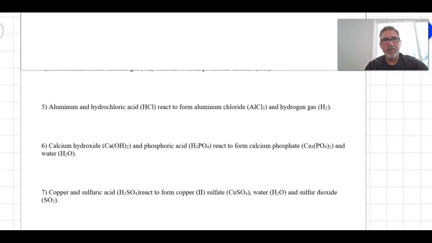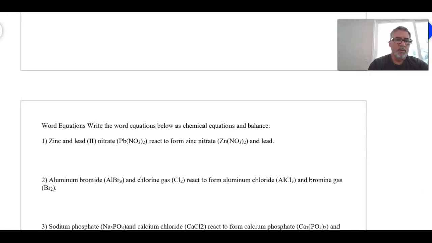When you get to the second page, I give you word equations, and you have to write out the skeleton equation. So: zinc and lead nitrate react to form zinc nitrate and lead. A couple things here. Remember I said earlier, when you have the word "and," that is plus. "To form," that action word, is your yield. Once we know that, we can just simply write our stuff down.